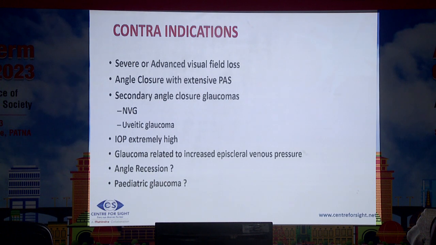Contraindications, like we discussed: advanced glaucomas, advanced field loss, angle closure with extensive PAS, secondary glaucomas, especially neovascular and uveitic glaucomas, and extremely high IOPs, where we preferably do a trab. Glaucomas related to increased episcleral venous pressure. Some people are trying it in angle recession and pediatric glaucomas.